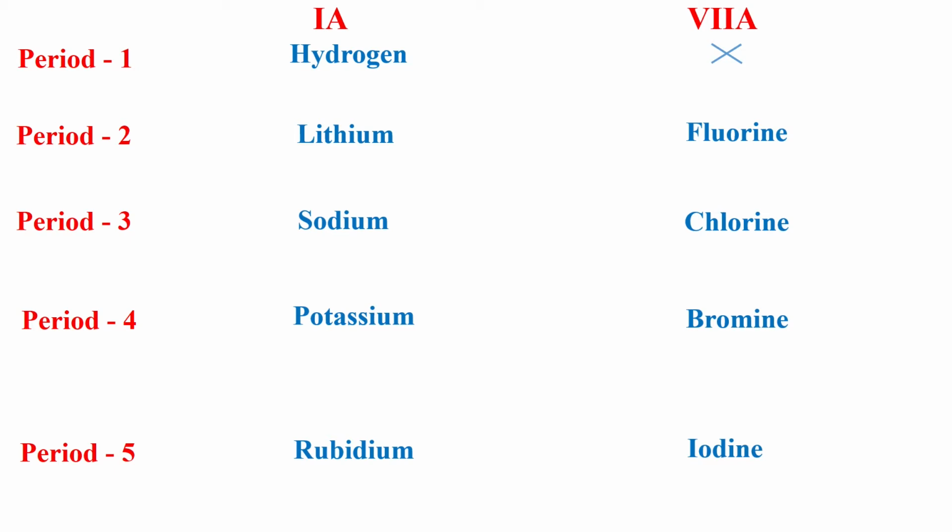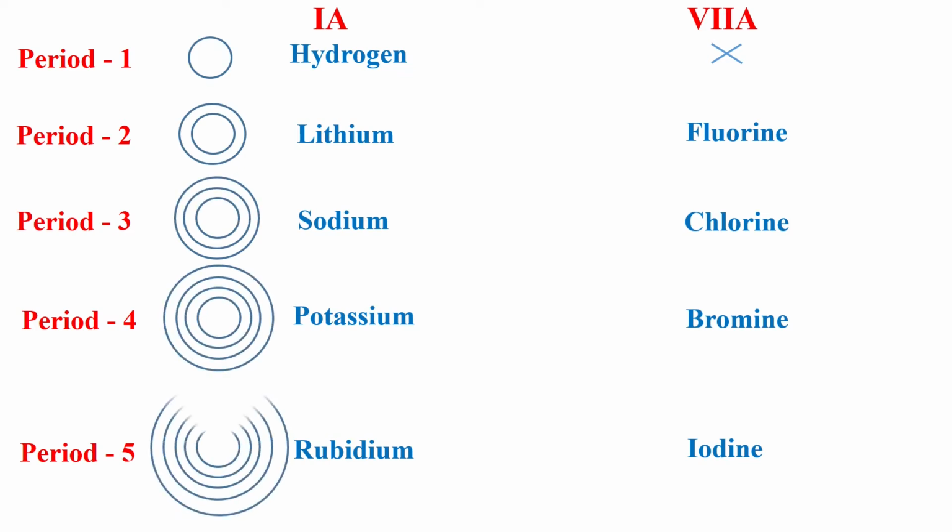I want to show the number of cells in each of them. Look at the hydrogen. It consists of only one cell. Lithium consists of 2 cells, sodium consists of 3 cells, potassium 4, and rubidium 5. If an element falls in period 1, it consists of only one cell. If an element falls in period 2, then it consists of 2 cells. In the same way, period 3, 3 cells, period 4, 4 cells, and period 5, 5 cells.